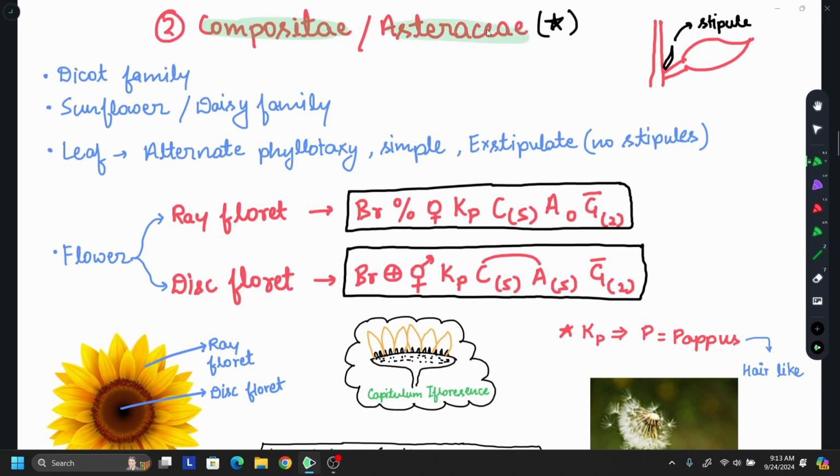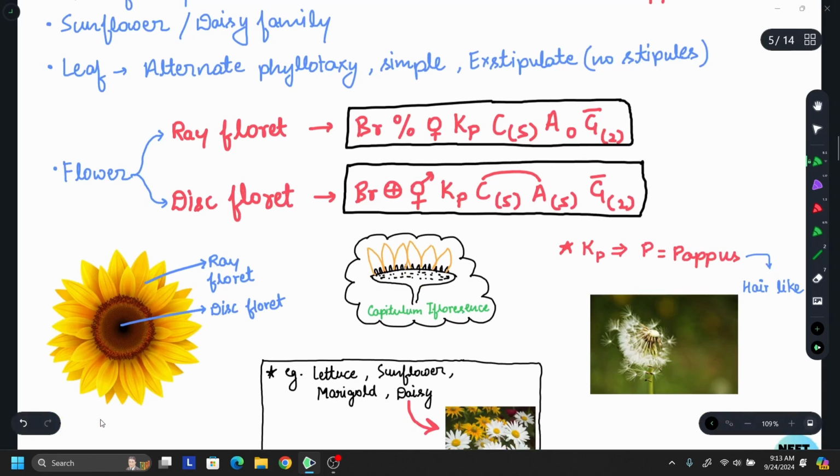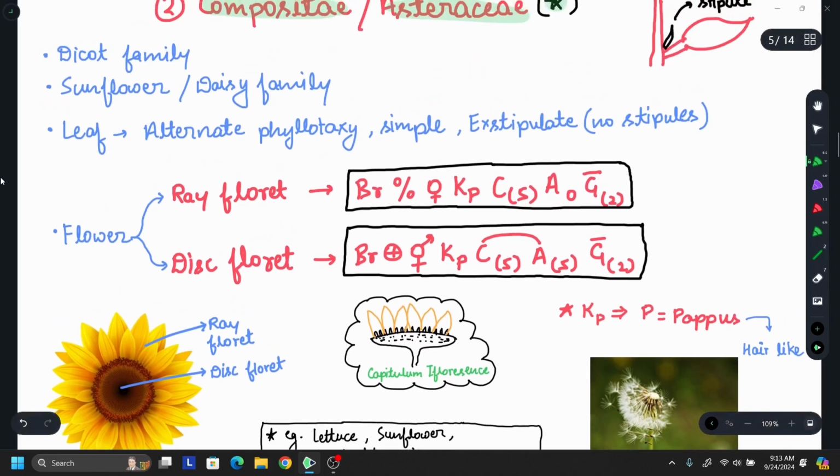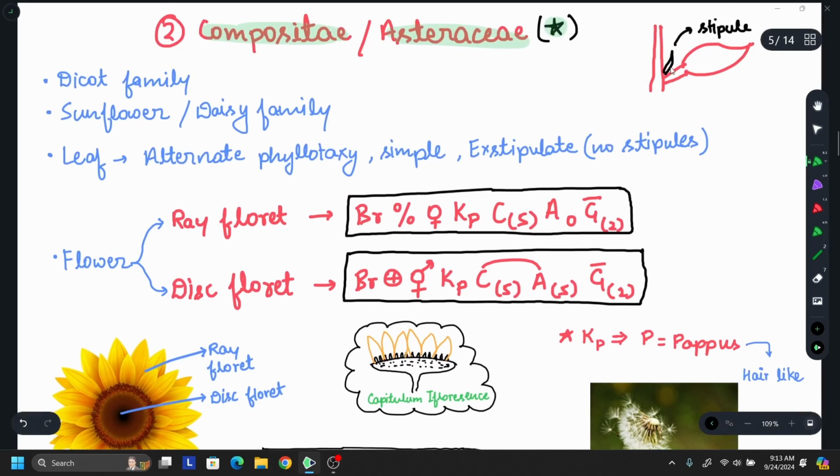Compositae or Asteraceae family. The name suggests that a star-like structure will be seen in the family, and you can always see this beautiful flower, the sunflower. It looks like a star. Now, what is a stipule? I have written here. This is the stem, and out of the stem, this is the leaf attached, and between stem and leaf there are some leaf-like structures which are called stipules.